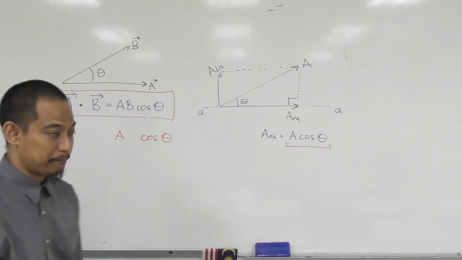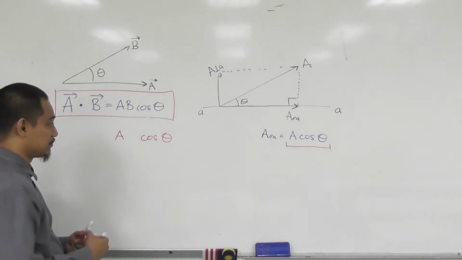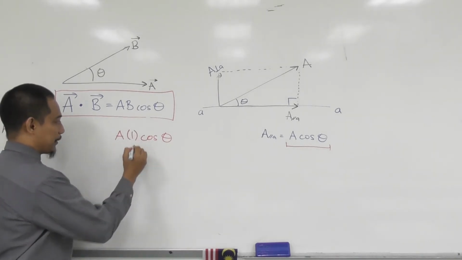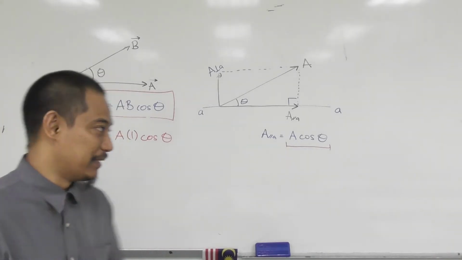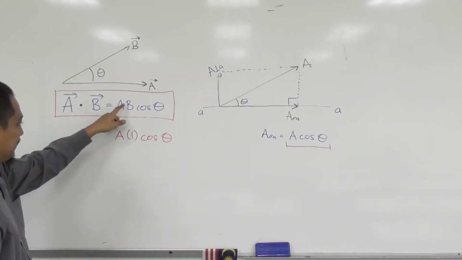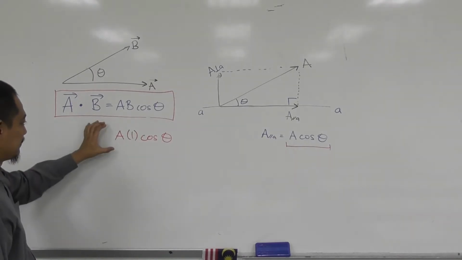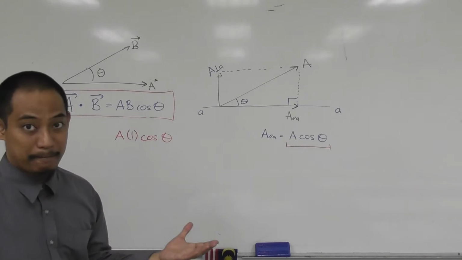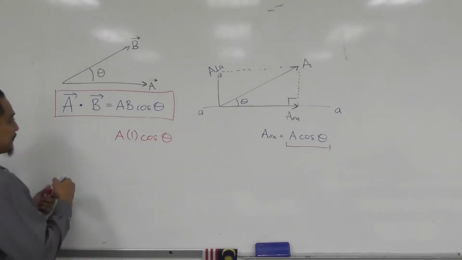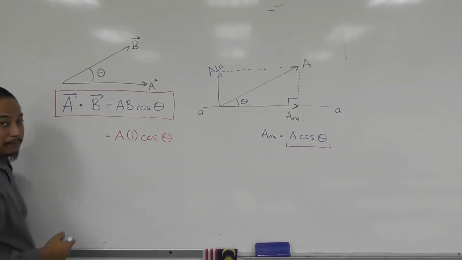Now, to make it the same, B has to be 1. Can you understand that? Meaning that if A is A, B is 1, theta is theta, then A B cos theta becomes A cos theta because 1 is just 1. Right? Now, if you do that, on this side what should happen?